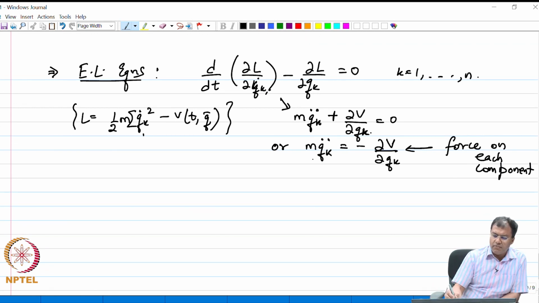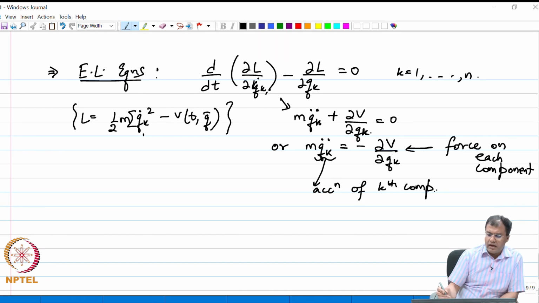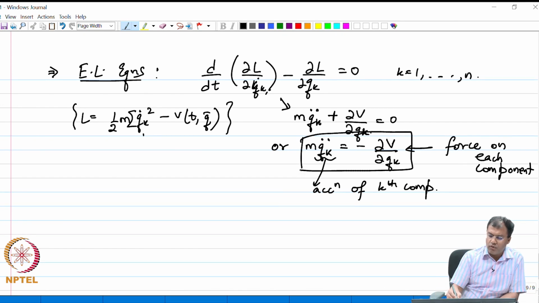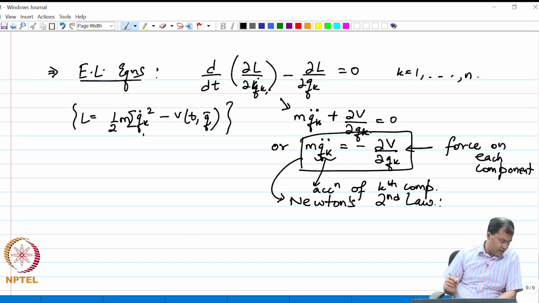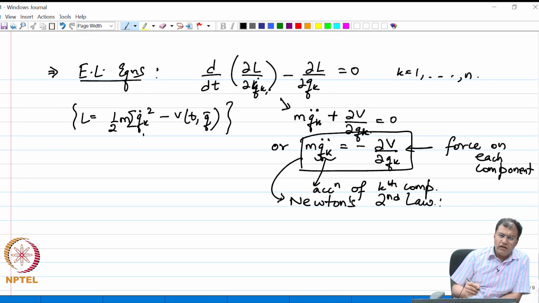So, essentially, this particular quantity on the left hand side is nothing but the acceleration of the kth component. Now, I am sure students can easily recognize that this equation is nothing but Newton's second law, that is mass times acceleration is equal to the net force on each component. Okay. So, we have essentially written Newton's second law while solving the Euler Lagrange equation. Okay. So, the physics follows beautifully in this case.